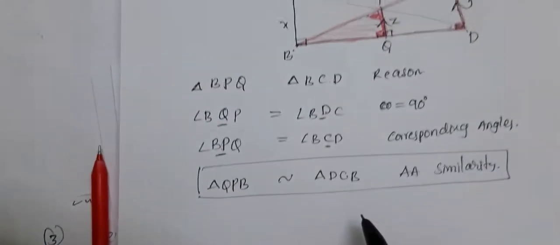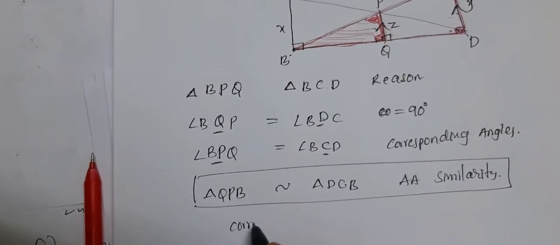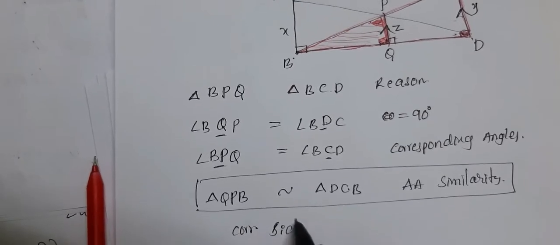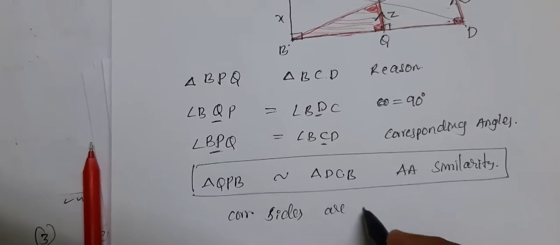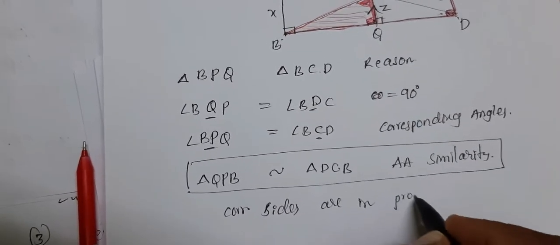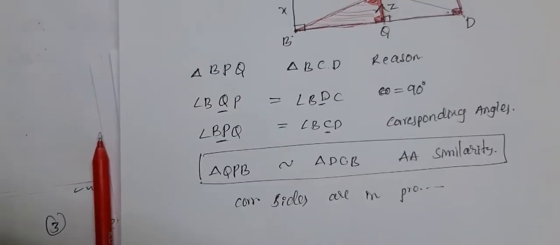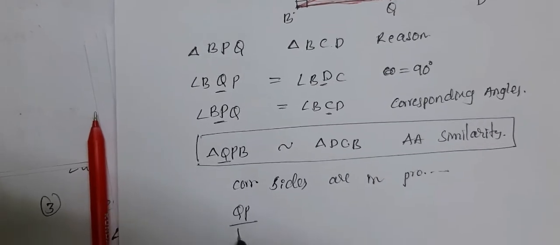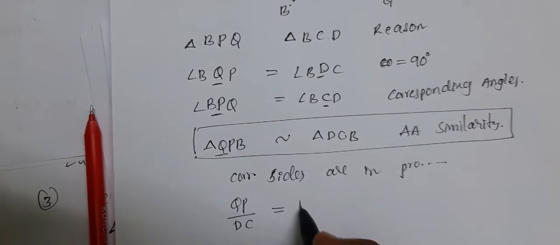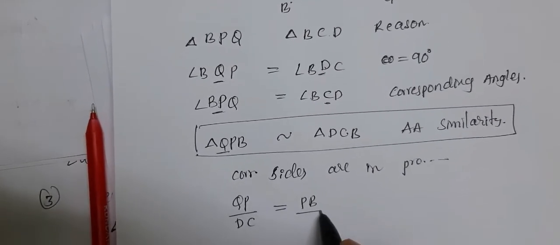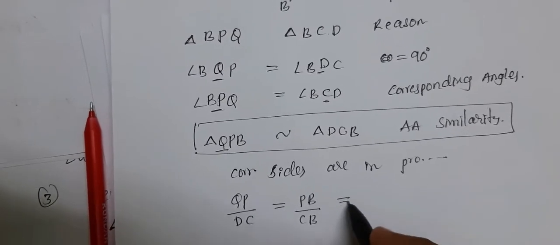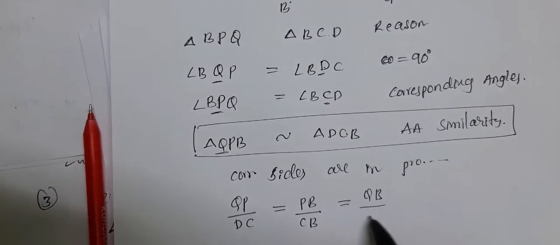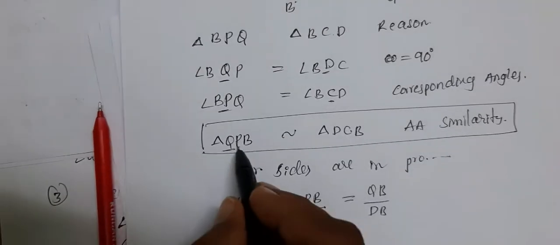After completion of this, we know that corresponding sides are in proportion, right? QP by DC, PB by CB, QB by DB, right?